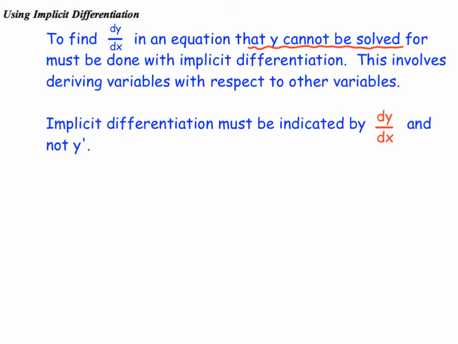So to find dy over dx in an equation that cannot be solved for y, we must use implicit differentiation. And this is indicated by dy over dx, not y prime. So if you ever have an equation where you're taking the derivative and there are two variables like x and y, you must use dy over dx.